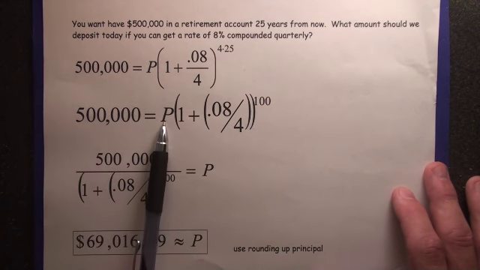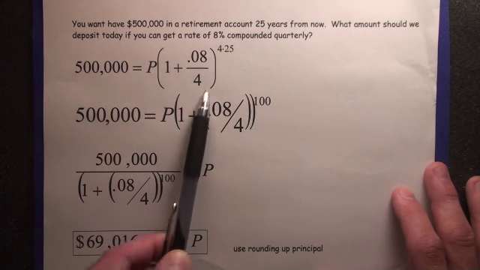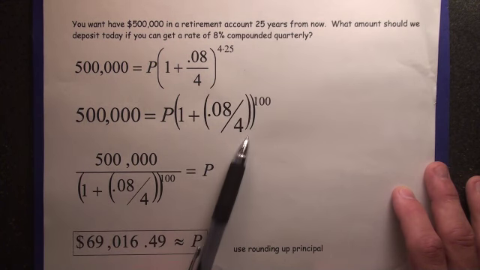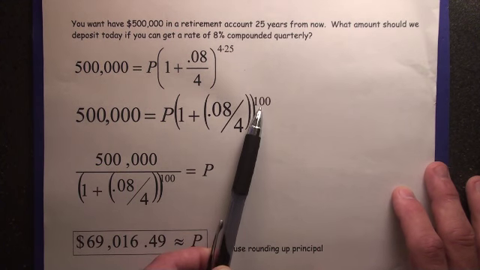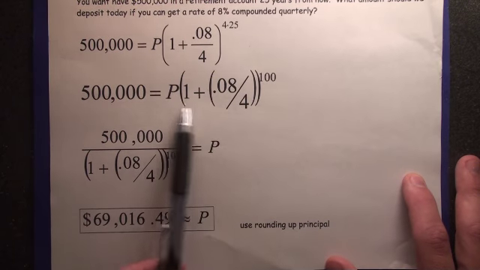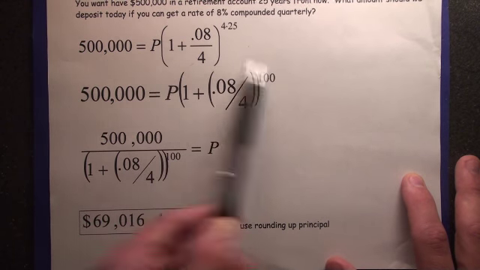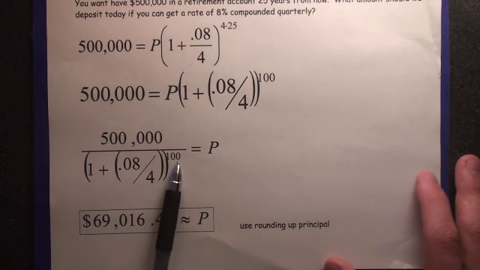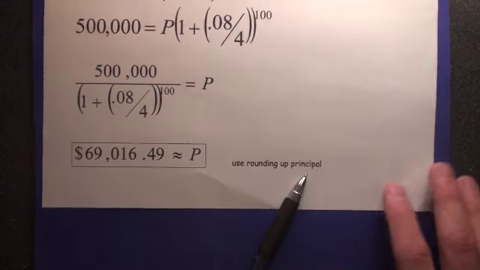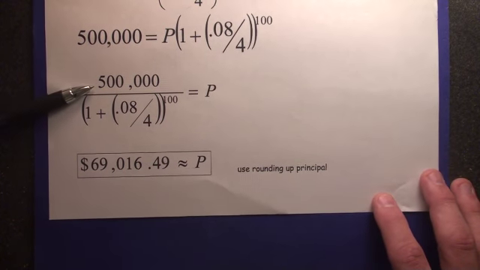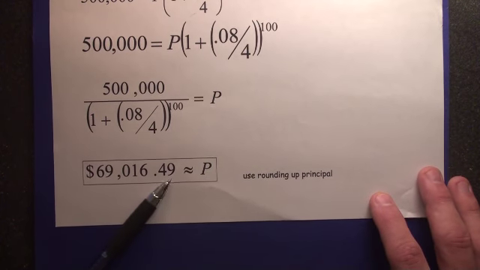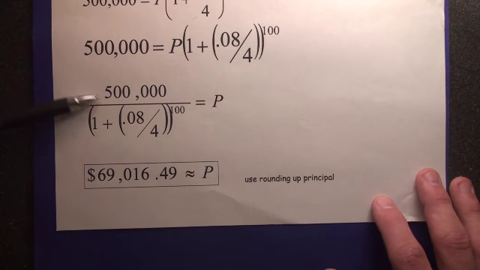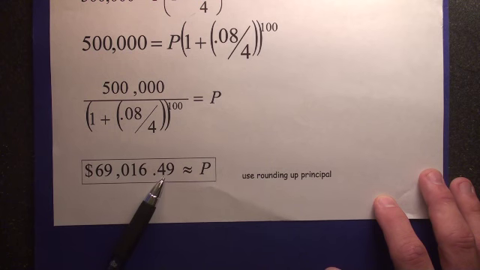So now we're going to have 500,000 equals the principal times 1 plus parentheses, double parentheses over here, 0.08 over 4 to the 100th power. How are you going to get P by itself? Dividing by this. So we do 500,000 divided by 1 plus 0.08 over 4 to the 100th power. Now we're going to use the rounding up principle, because we need to have the 500,000. If you round down, you're going to fall short of the 500,000 by a few pennies. So we make sure we have the 500,000 by rounding this up to 49 cents.